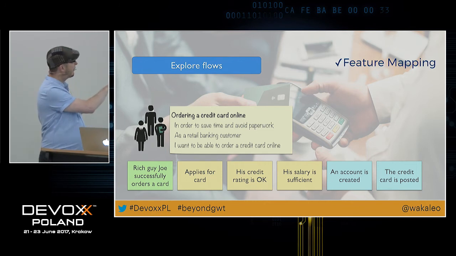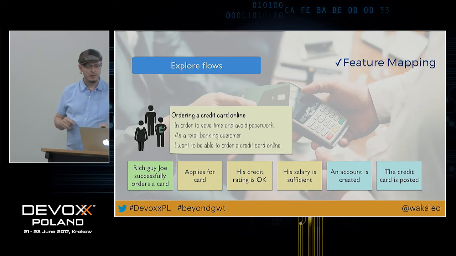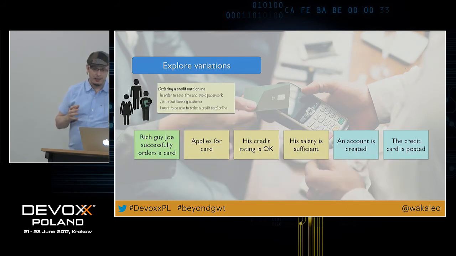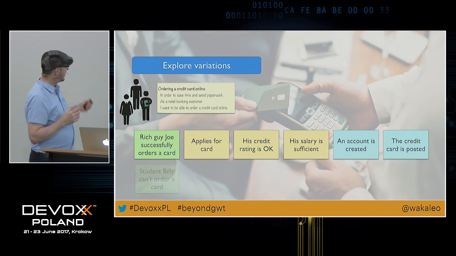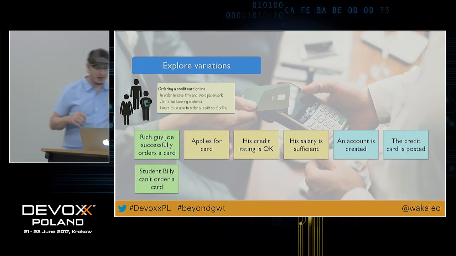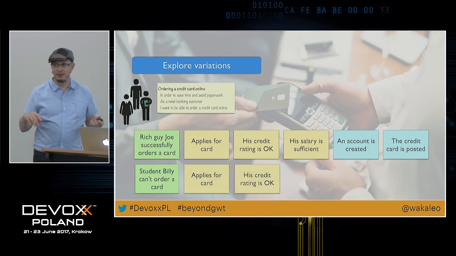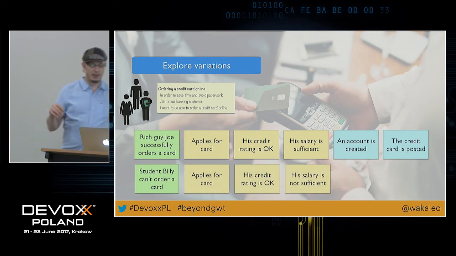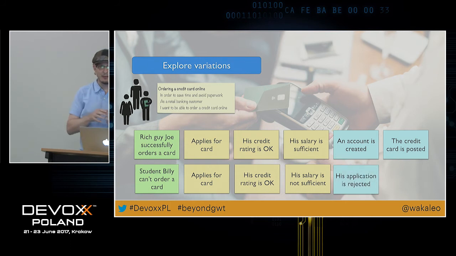This is a technique called feature mapping. And it's basically a way of fleshing out our understanding of what's involved in a story or feature. And we might continue then and say, okay, well, we understand for Rich Guy Joe, what about student Billy? Well, he applied for a card, his credit rating's okay, but his salary is not sufficient, so he doesn't get a credit card.